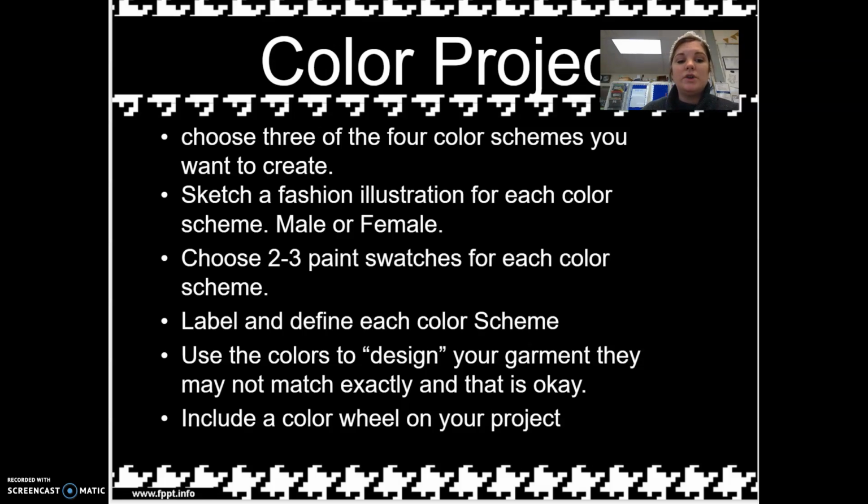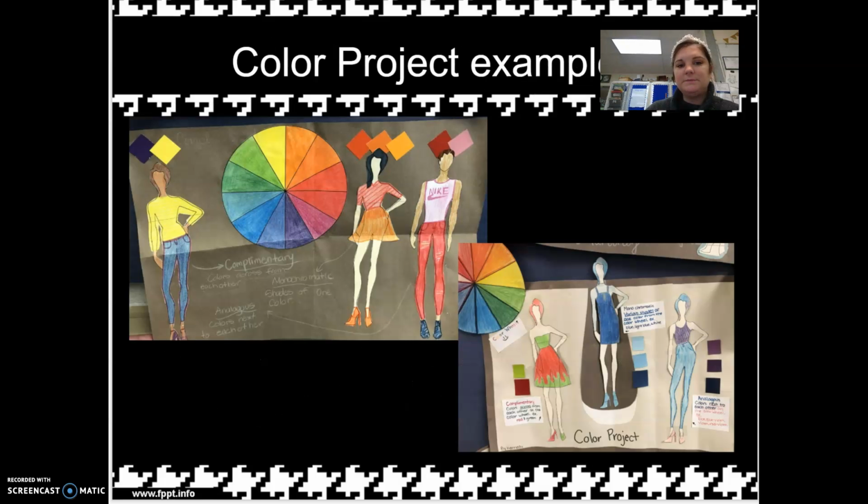So I'm going to show you some examples here. As you can see, this outfit on the left, I don't know if you guys can see my cursor, but I'm holding over this left. It's purple and yellow. Okay, so that's complementary. They have defined it. They sketched it. There is a purple belt and purple shoes with the blue jeans. So this works as complementary. They've included their color wheel and they have their 2 color swatches.